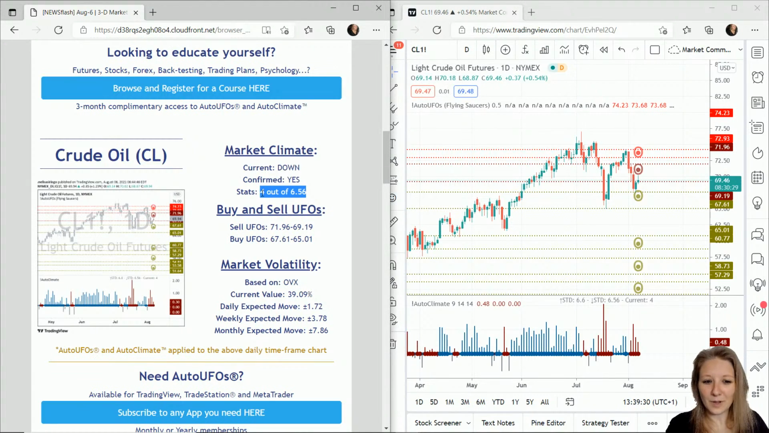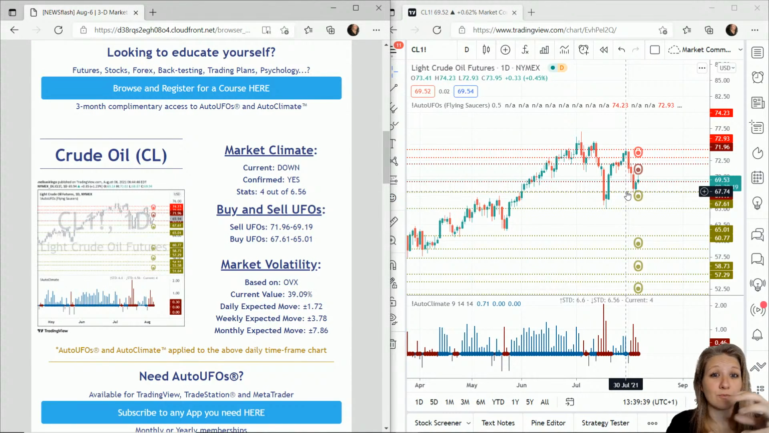Usually it goes down for 7 candles and we're on candle number 4 out of 7, which tells us probability to continue to come down. However, what we need to bear in mind is that we have a situation here with buy orders and sell orders really close to each other.